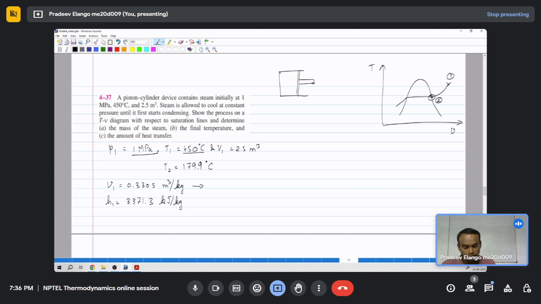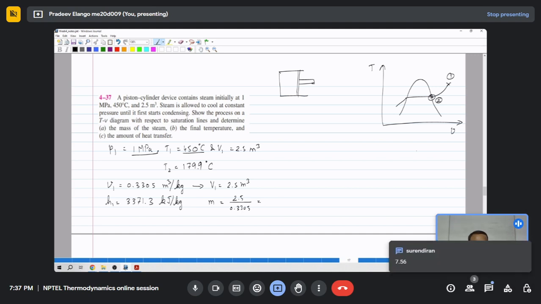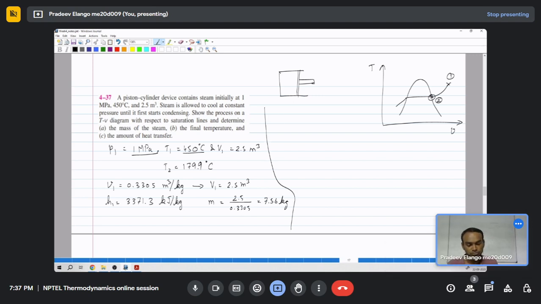From this, V1 is 2.5 meter cube, so mass is 2.5 divided by 0.3305. Can you compute the mass? 7.56 kg. The final temperature we have found, and now the amount of heat transfer.